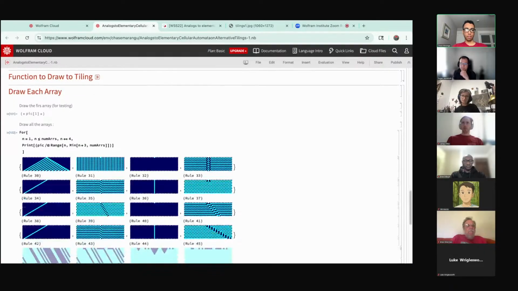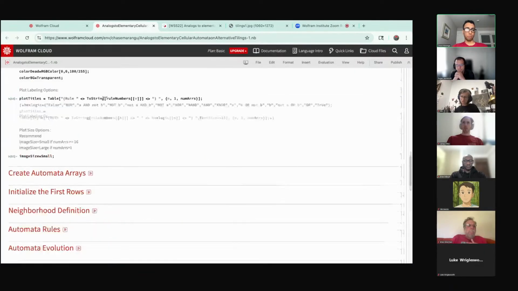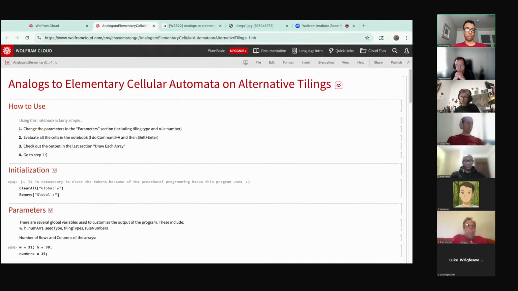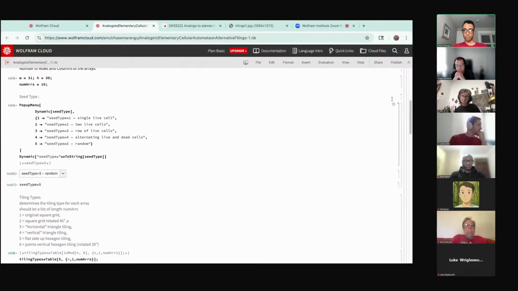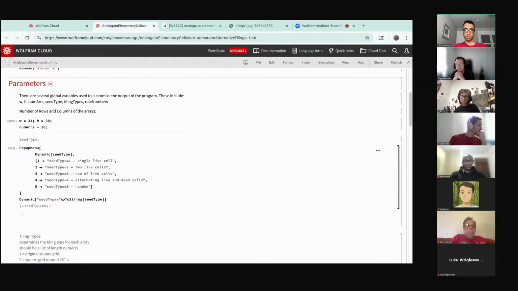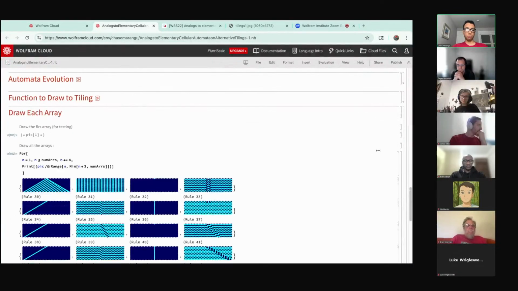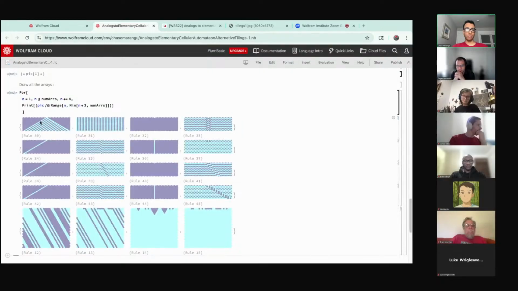And my personal favorite is rule 90, but we can do that one here. We can look at random initial conditions too. So let me run that here. With random initial conditions, here's what rule 30 looks like on the hexagon grid. We'll just give it a render.